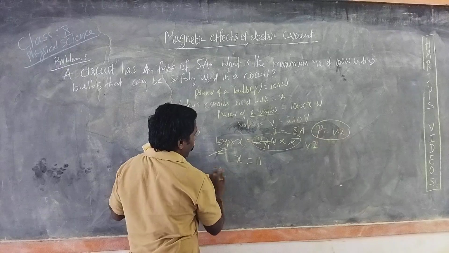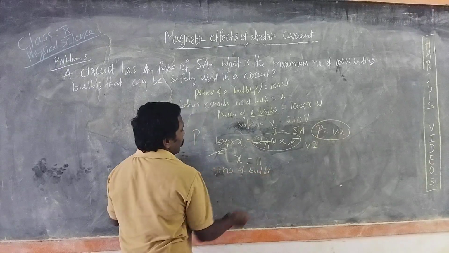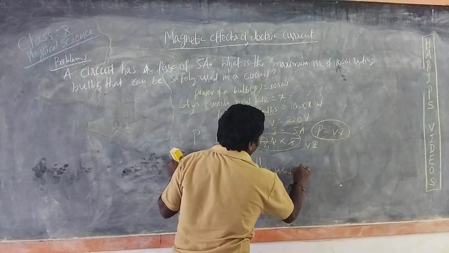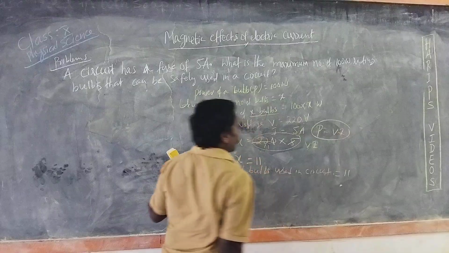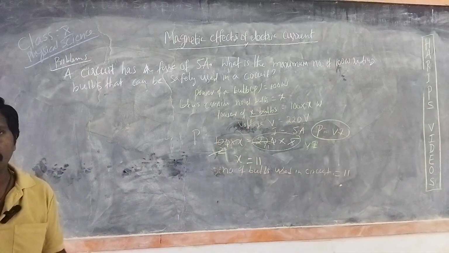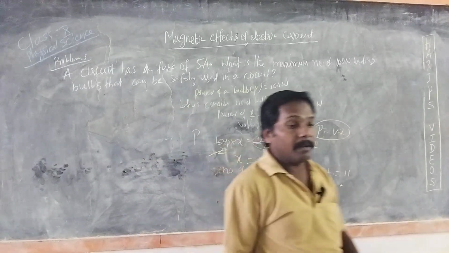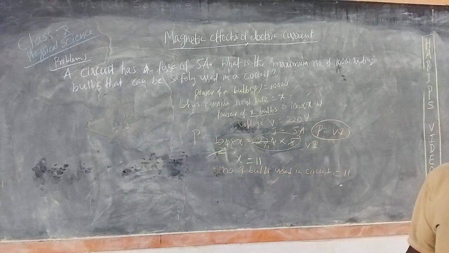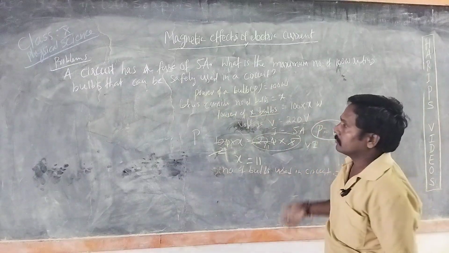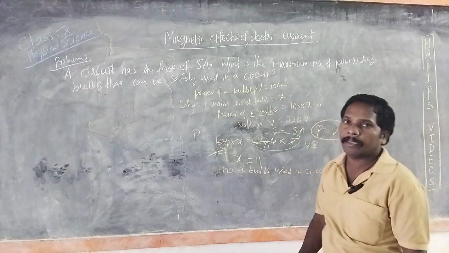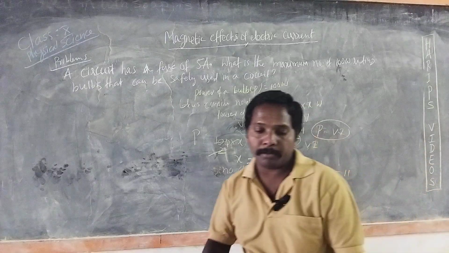So X, the number of bulbs used in the circuit, is equal to 11. So when we use 11 bulbs in a circuit, then no problem. It means we are using a 5 ampere fuse. This is the second problem, the simplest problems.